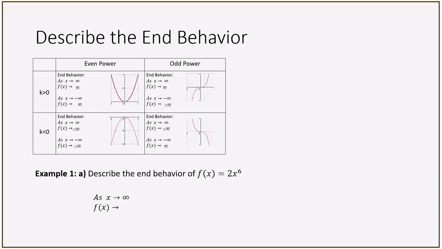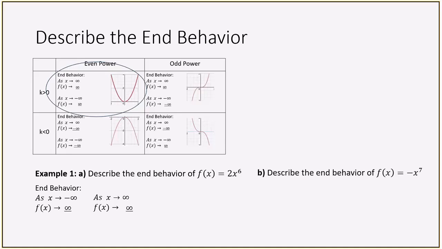Okay, well, 2x to the 6, that's an even power. My k is positive, it's positive 2. And so I can look at my chart and see, okay, as x goes to negative infinity, my graph goes to positive infinity. And as x goes to positive infinity, my graph also goes to positive infinity. So this is how we're going to start seeing this applied: we're going to actually look at a function and then relate it back to where that falls into our chart.